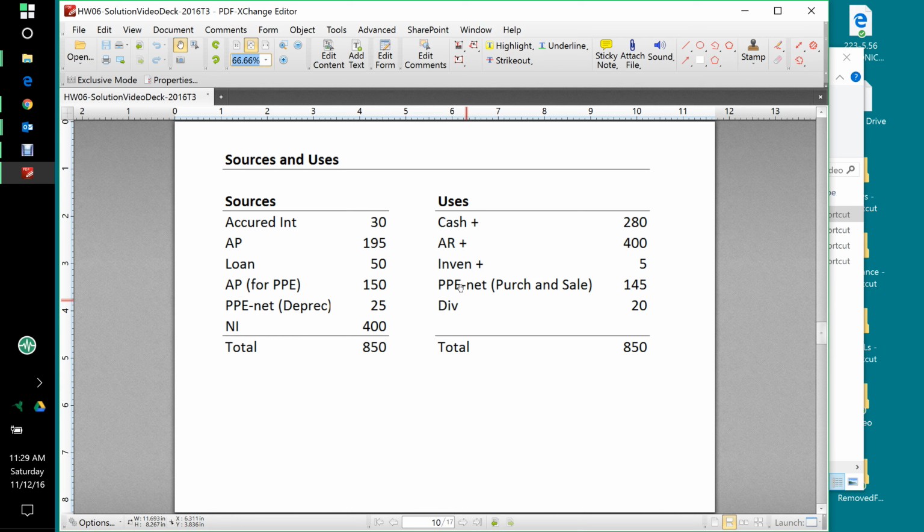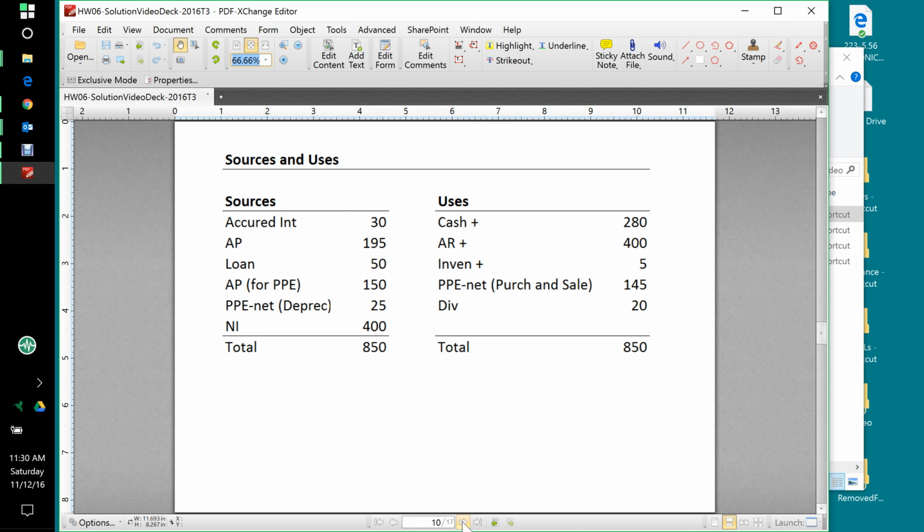Let's see what else we have here that might be important. We want to separate, as is done in the transaction table, accounts payable from operations from accounts payable for PPE. And we also want to separate the change in net property, plant, and equipment due to depreciation expense from the changes in net property, plant, and equipment due to purchases and sales.